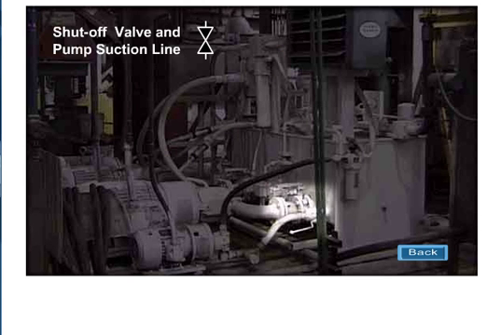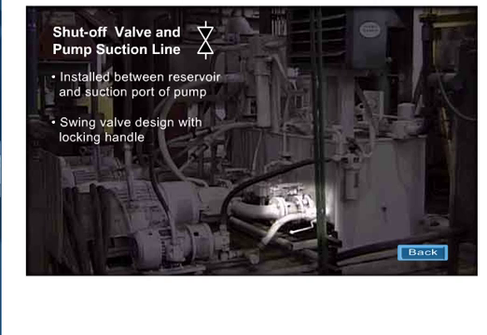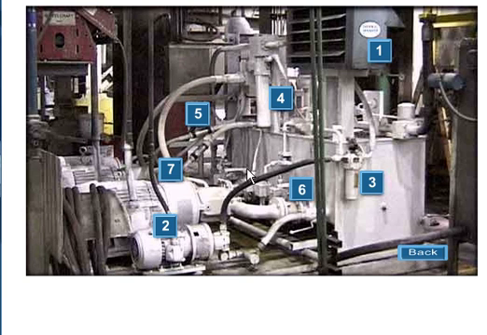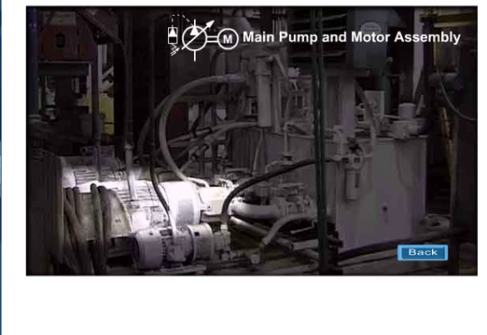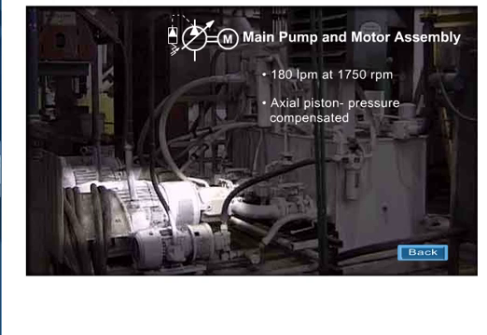Shutoff valve and pump suction line, installed between the pump reservoir and suction port. Swing valve design with locking handle. Closes reservoir flow during pump changeout. Main pump, 180 liters per minute at 1750 RPM. Axial piston pressure compensated. Provides system flow. Compensator set at 100 bar.